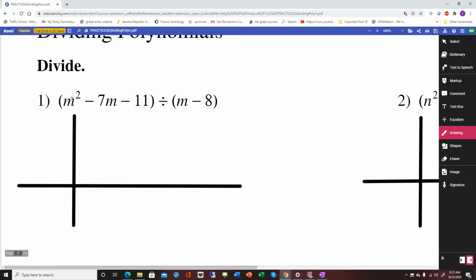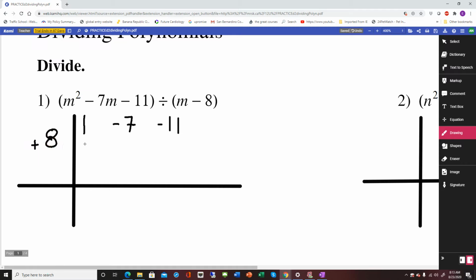The way this works is we're going to put the coefficients of the dividend right here. So there's a 1 right here. The coefficient of the quadratic term is 1. The linear term is -7. And then I have the constant -1. Okay. Then I just put the opposite of this number right here. So -8, the opposite of that, or the inverse, is +8.